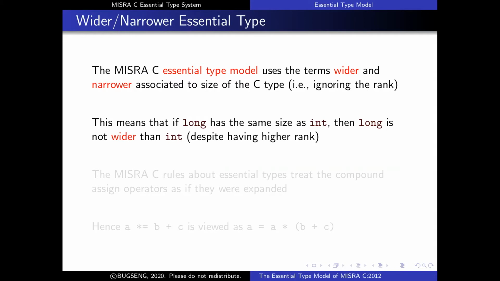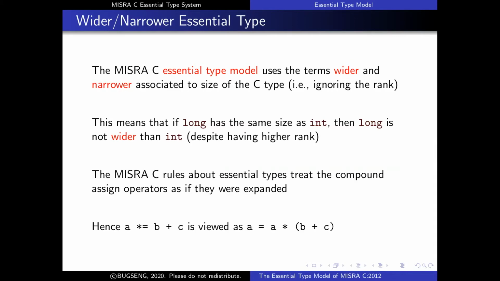But if they have the same number of bits, then neither is wider than the other. The MISRA C rules about essential types treat compound assign operators as if they were expanded, even though the semantics is not exactly the same. So, for example, A star equal B plus C is viewed as if it was A equals A times B plus C.